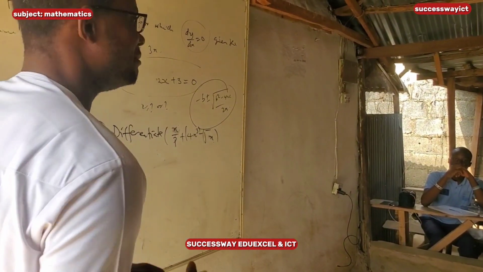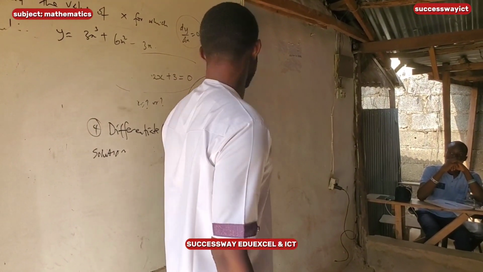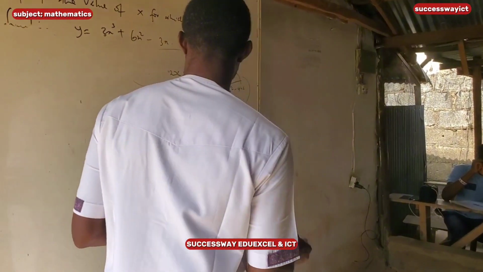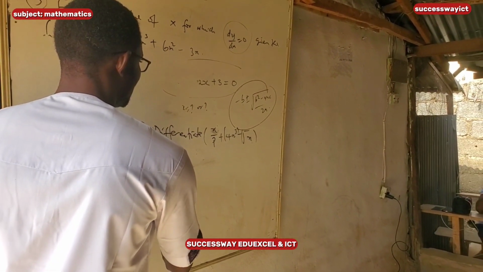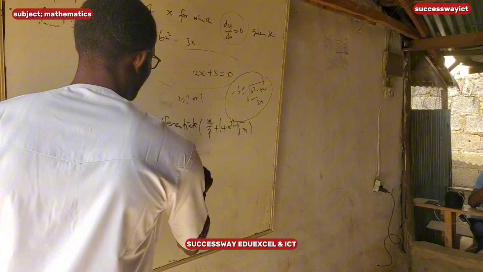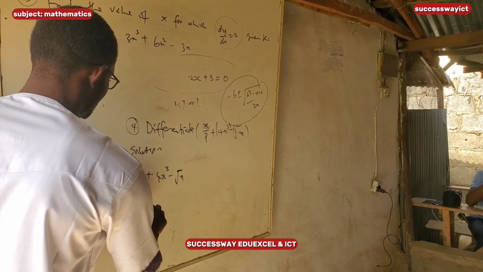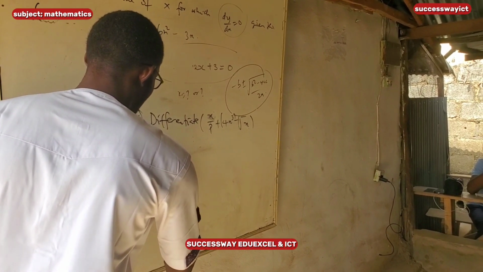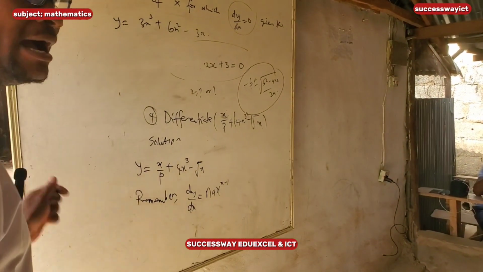Look up. Remember, this thing here is not equated to any number. Your own is just to differentiate this function. Are we together? Now, you have y equal to x over p plus 4x to the power 3 minus root x. Remember, dy/dx is equal to n a x to the power n minus 1. Are we together?